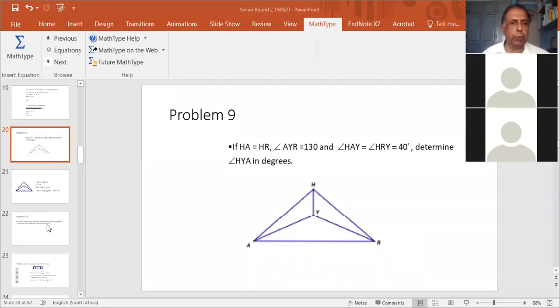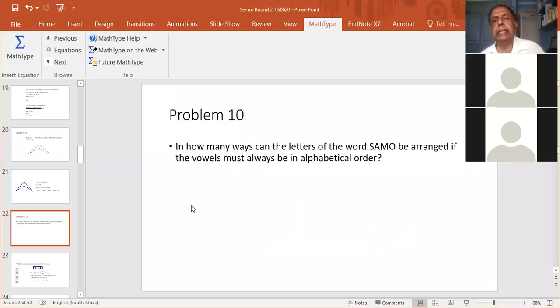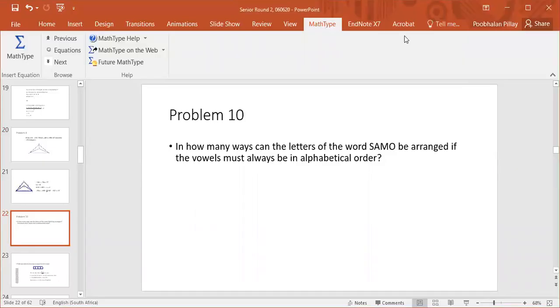Okay, we're now going to get on to the next problem. The next problem is this thing here. In how many ways can the letters of the word SAMO be arranged if the vowels must always be in alphabetical order? Okay, now this is a counting problem.